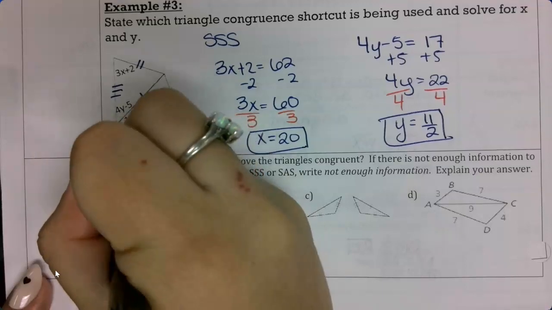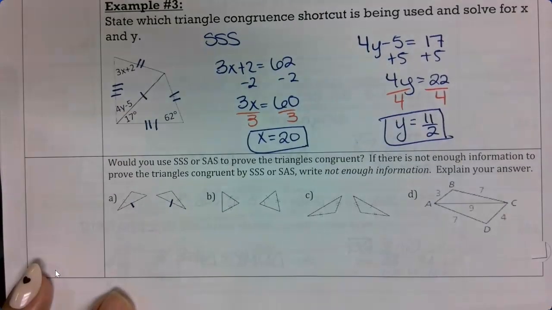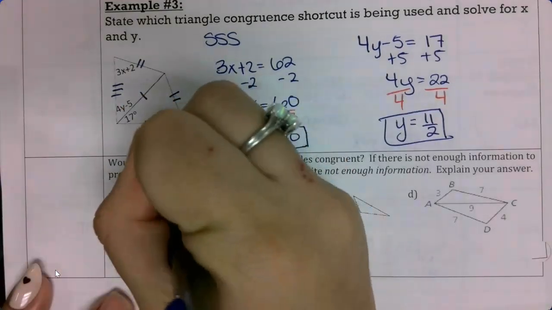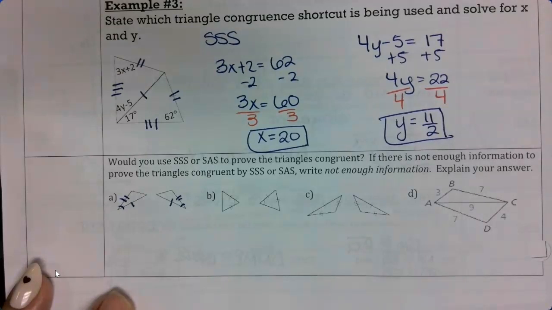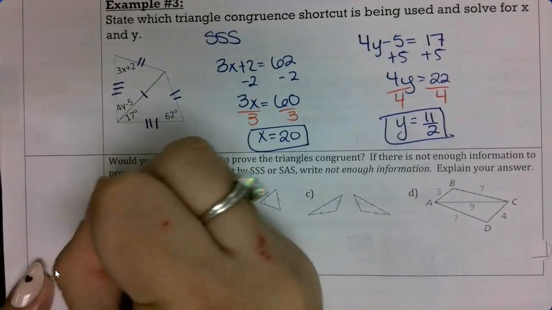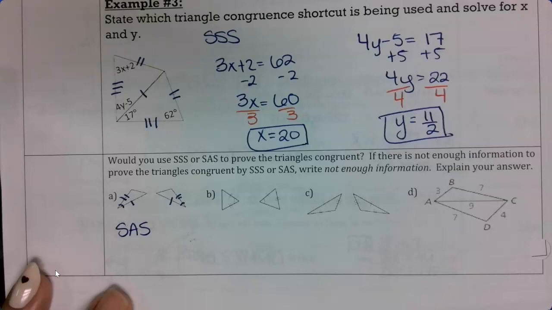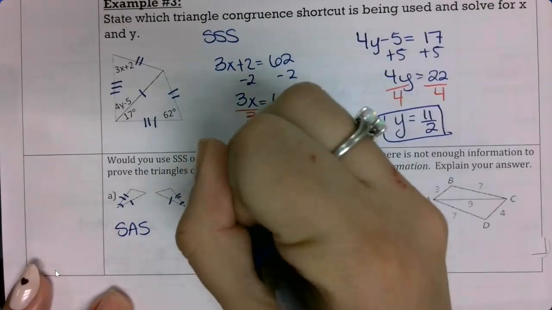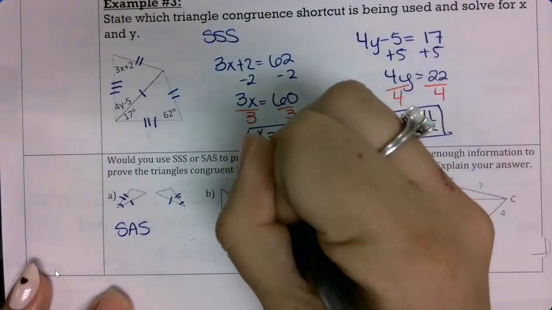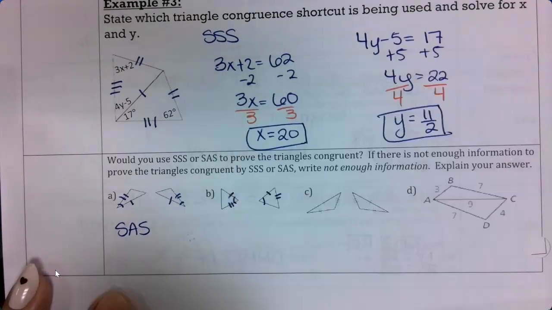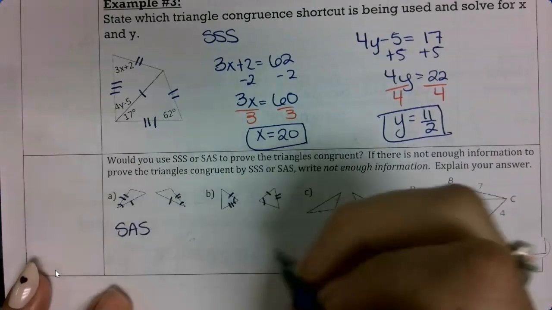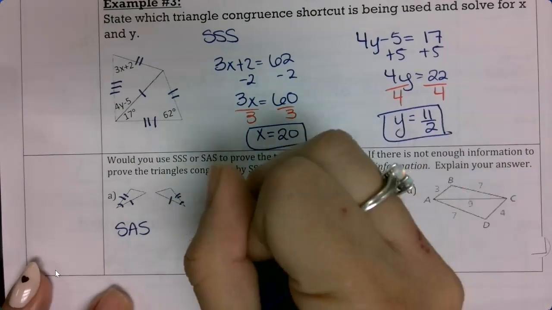So over here on A, this is very hard to see. I have 1 tick mark right there, I have an angle right here, and then I have a double tick mark right here. So this one is going to be side angle side, because if I go in order, it goes side angle side. Over here I have 1 tick mark, an angle, a double tick mark. But notice the congruent angle is not in between both of those sides. So this one is not enough information.